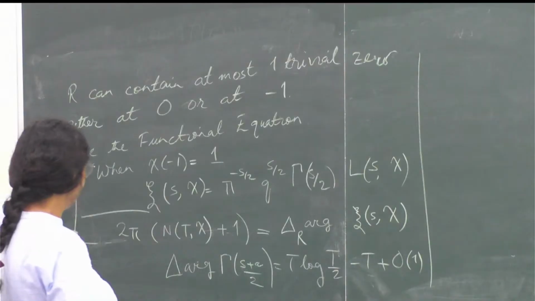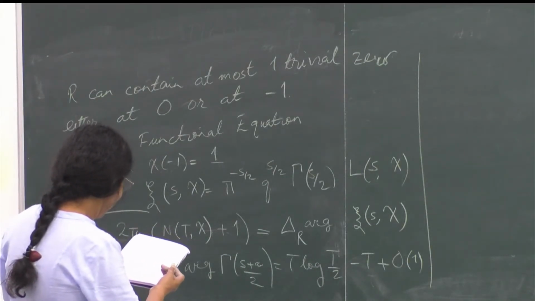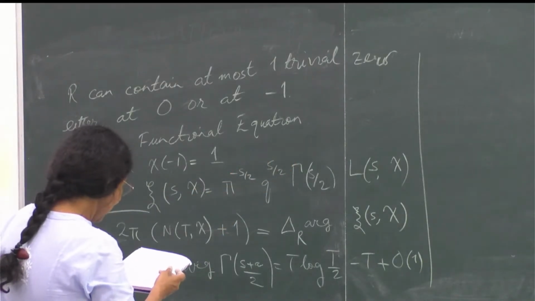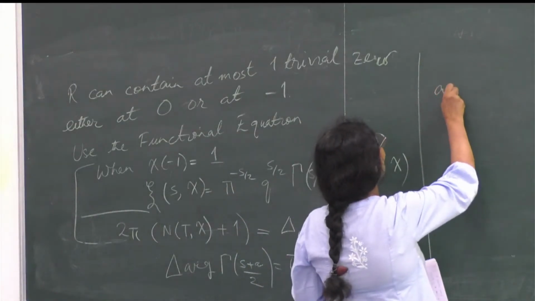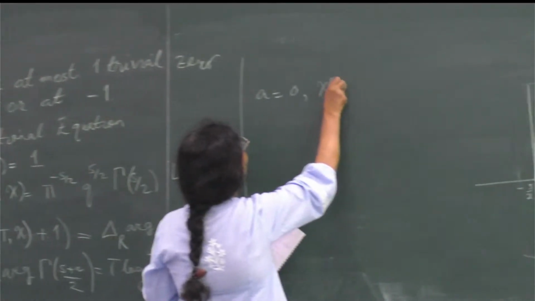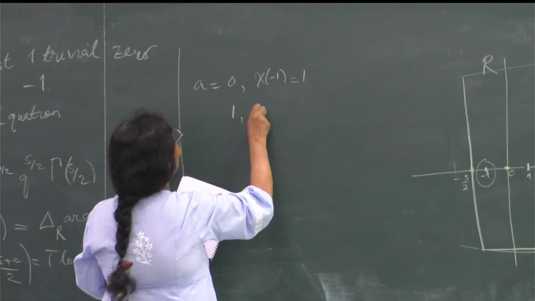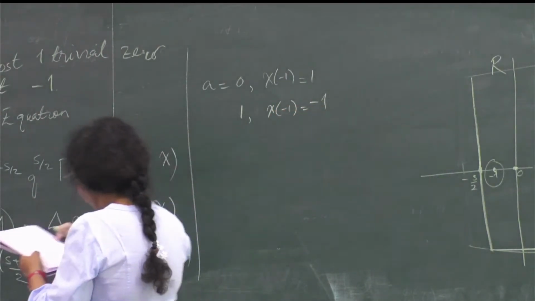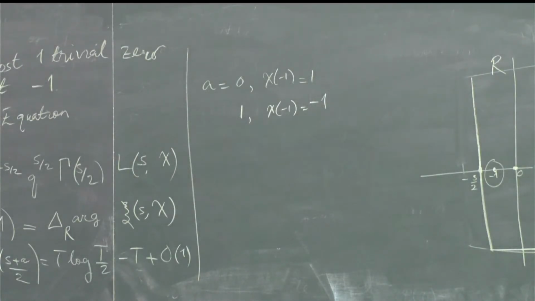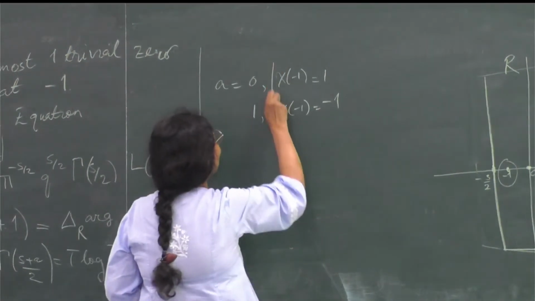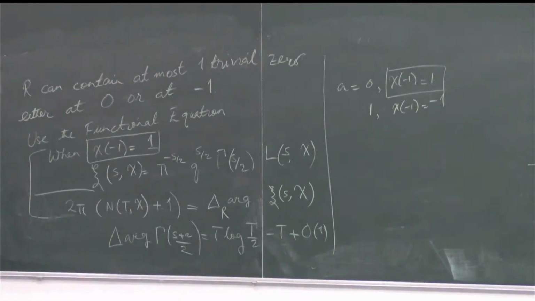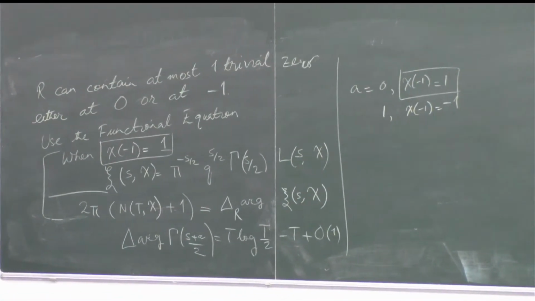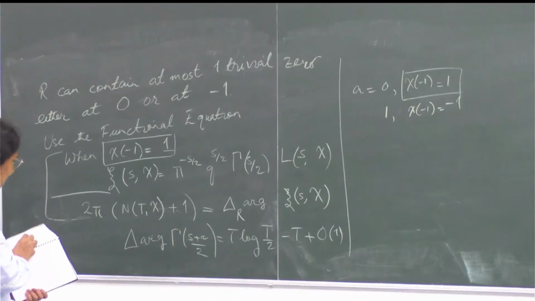Delta is the contour of that rectangle. And this little a is either 0 or 1. A is 0 if chi of minus 1 is 1, and it's 1 if chi of minus 1 is equal to minus 1. Here I have chi of minus 1 equal to 1, and therefore I have used this, so a here is equal to 0. So the argument of s by 2 I get from here. This is T log 2 plus this half.